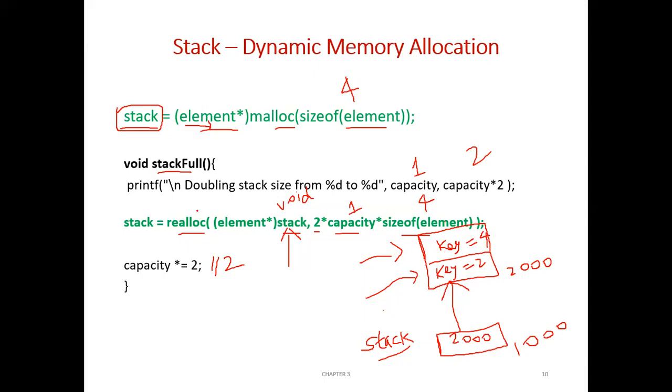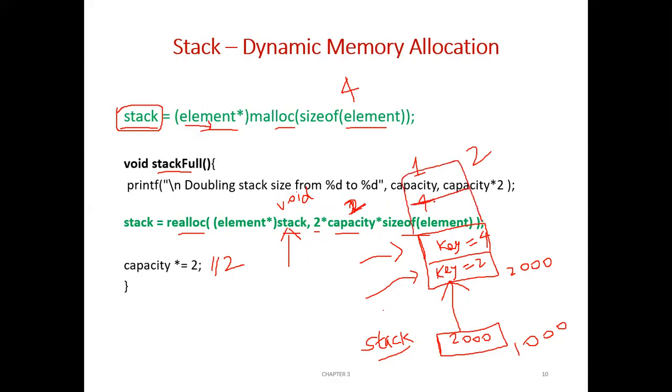So once again, whenever the stack is full, the stack full function will be called and the memory will be reallocated. So once again, it will reallocate memory. Now how much will it allocate? Whatever the stack pointer is, it will be reallocated by 2 into capacity. Now what is capacity? 2. So 2 into 2, 4. Size of element is always the same, that is 4. 4 into 4, 16. 16 bytes will be allocated. Already 8 bytes allocated, another 8 bytes will be allocated. So totally it is 16 bytes.